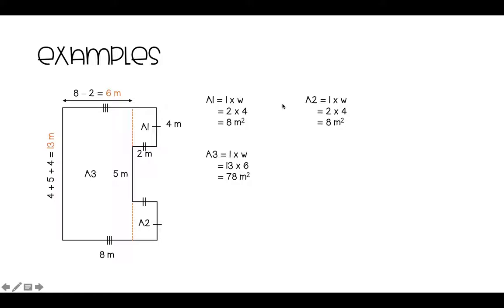Now don't forget, you're not finished here. You need to add them all together to get your total area. So the total area is 8 plus 8 plus 78, which gives us a total area of 94 meters squared. So our final answer is the 94 meters squared. A1, A2 and A3 are all the working out to get to that answer.